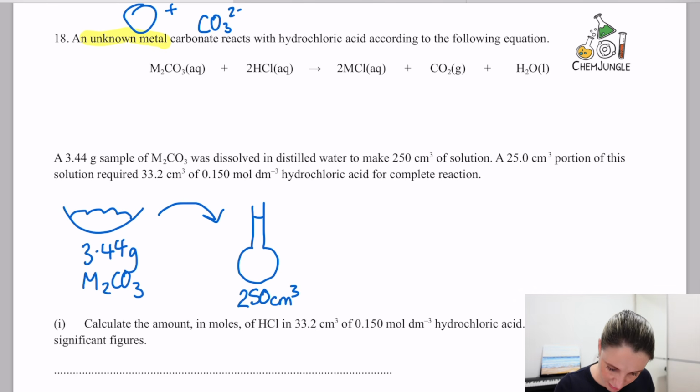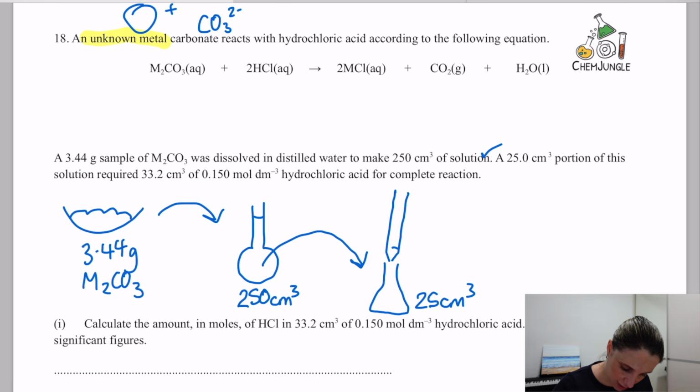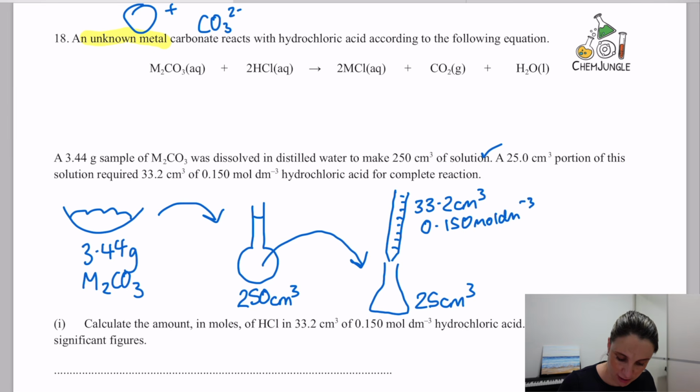Cool, done. A 25 cm cubed portion, so that means I'm going to take out 25 cm cubed, it's a dodgy conical flask. This is the 25 cm cubed portion of this. So I took a tenth out and then they titrated it with the HCl. So I can draw this in and it says it needed 33.2 cm cubed of 0.150 moles per dm cubed of the HCl.